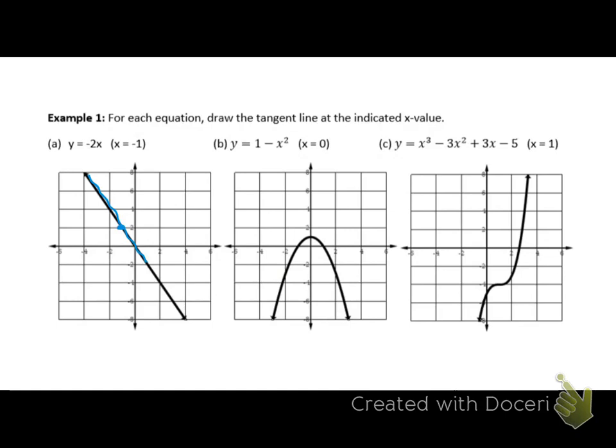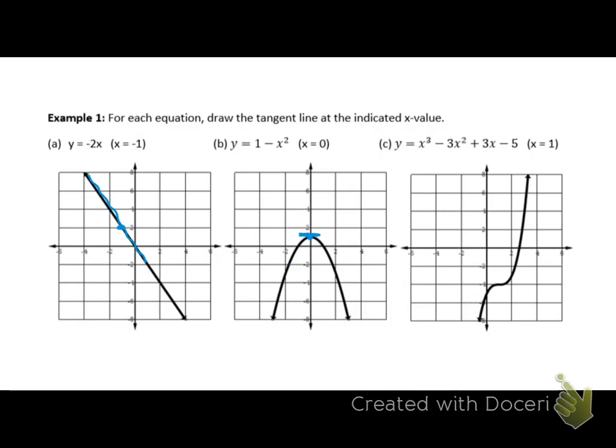Part B is asking for x equals 0. X equals 0 is right here. If you follow, we've got this line and this line and this line, and we keep going until we get to the top. At the top, it's horizontal. So that is the answer. Let me get rid of these.